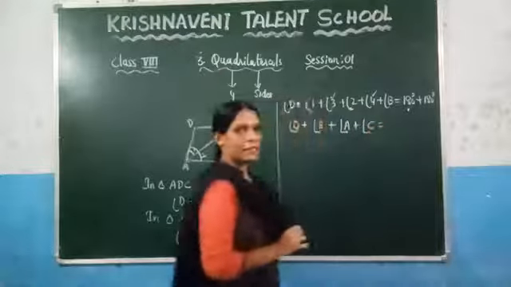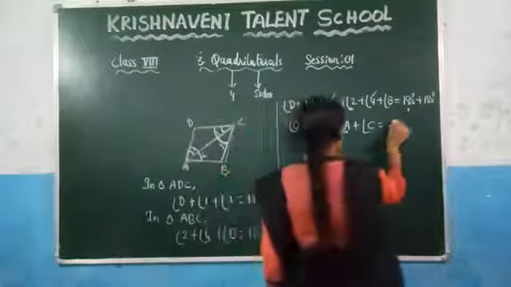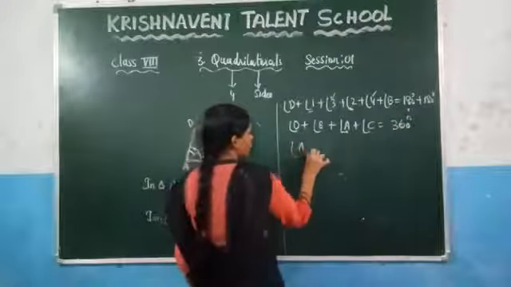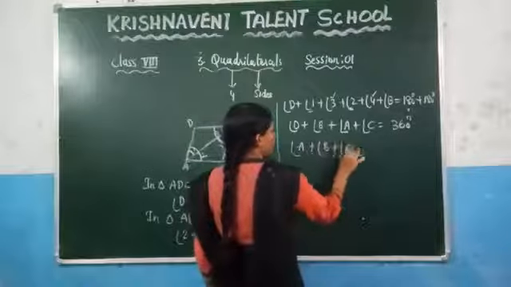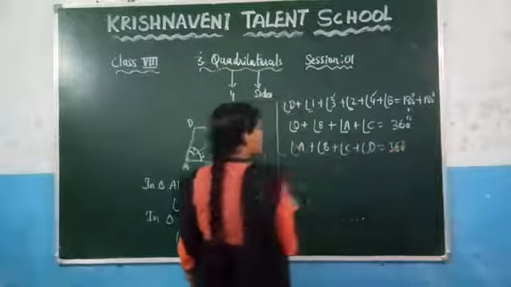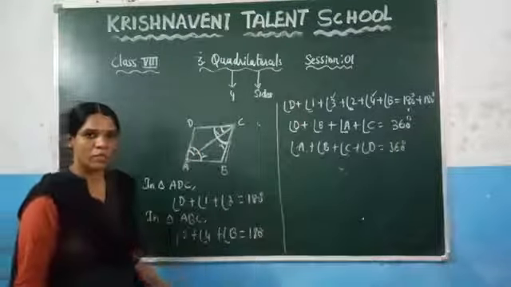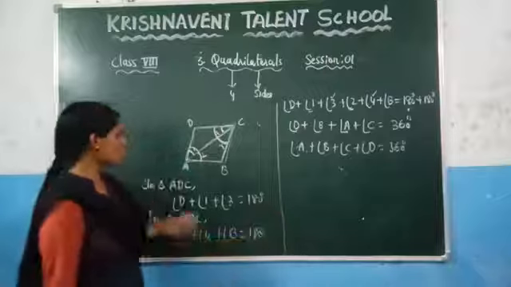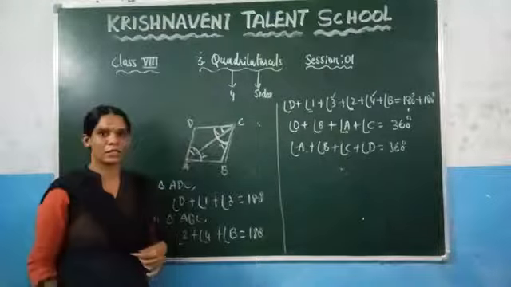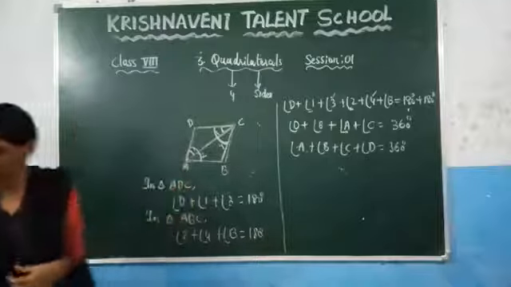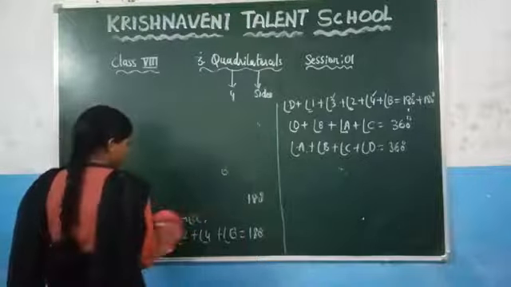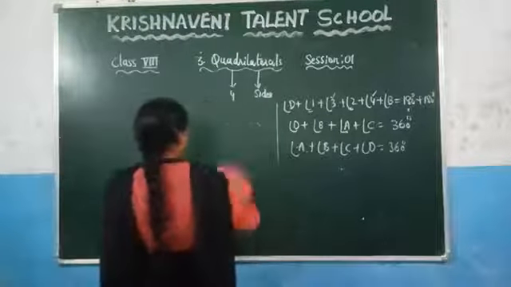What is the value of 180 plus 180? You know that it is 360. Now write it in the proper order. Angle A plus angle B plus angle C plus angle D gives you 360. So what is the sum of the angles of a quadrilateral? It is 360. Based on the sum of the angles of a triangle, we have proved this. This is about the sum of the angles of a quadrilateral. Now see the next one, which is the properties of quadrilaterals or different types of quadrilaterals.